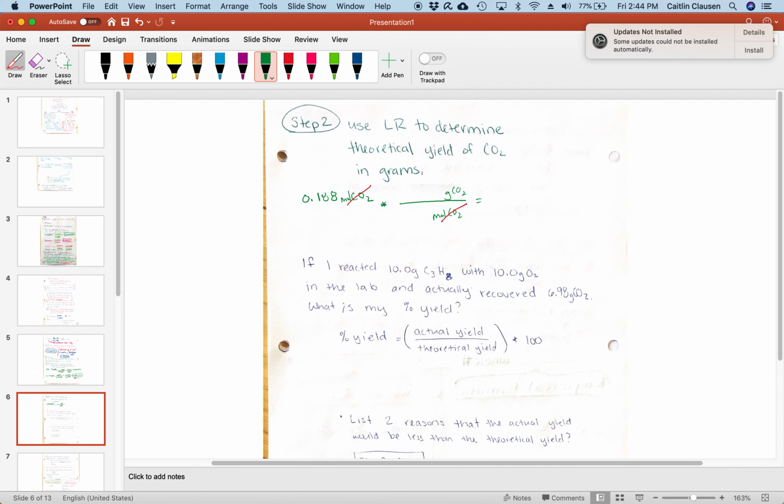Now I need to calculate the molar mass of CO2, which we have calculated previously and found to be 44.009. And that's going to give us 8.27. Again, least number of sig figs comes from the moles of CO2. So that's 8.27 grams of CO2 could theoretically be made if we started with 10 grams of oxygen, which is the limiting reactant.